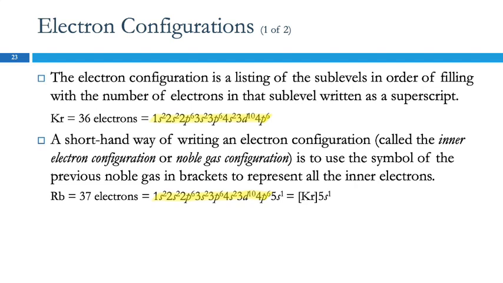The only thing different is that there's an additional electron here on the 5th floor in the S room. So instead of writing all of this stuff over and over and over again, a shorthand notation is to use a noble gas. Use the noble gas symbol in brackets, and that represents all of this stuff, which is the same as this. So we're like, okay, it's the electron configuration of krypton plus this, okay? And you can only do it with the noble gases.